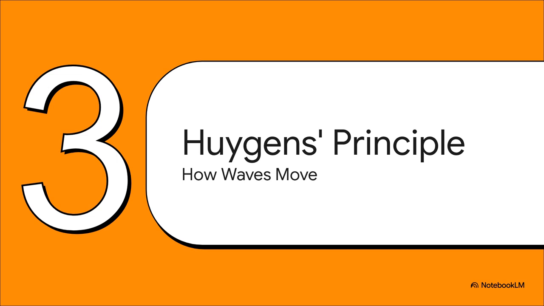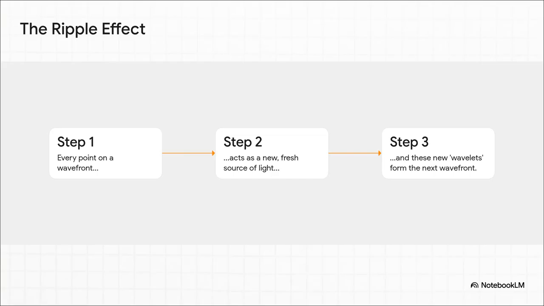But that doesn't really explain how the wave actually moves from one spot to the next. For that, we turn to this absolute genius physicist, Christian Huygens, who came up with a principle that is just so elegant. Now, Huygens' principle sounds super intimidating, but trust me, it's not. You can break it down into 3 simple steps. Step 1, take any wavefront. Step 2, imagine that every single point on that line is its own tiny source, sending out a new little ripple, which we call a wavelet.